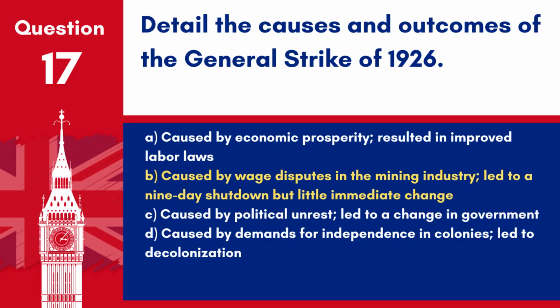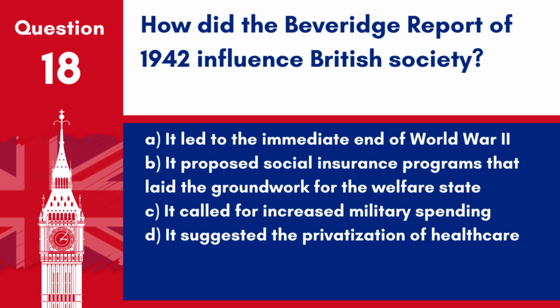Answer B. Caused by wage disputes in the mining industry, led to a 9-day shutdown, but little immediate change. The general strike of 1926 was primarily due to worsening conditions and wage reductions in the coal industry, leading to widespread strikes across various sectors. Although it lasted only 9 days and failed to achieve its immediate objectives, it had profound long-term effects on labour relations in the UK.